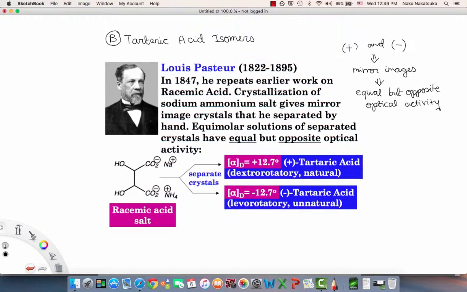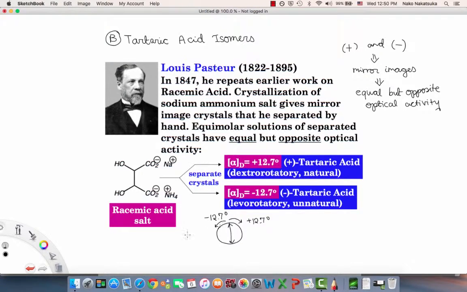So if you remember the diagram before, you started out with an arrow that's pointing straight up and straight down. In the case of the plus tartaric acid, it moved it in the clockwise direction by plus 12.7 degrees. But in the case of minus tartaric acid, it moved it in the anti-clockwise direction, so the opposite side, but by the same degree, minus 12.7 degrees. So this was really interesting because he had this racemic acid salt and he was able to separate them into the plus and minus tartaric acid.